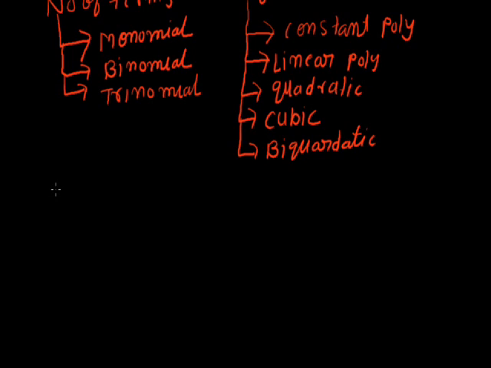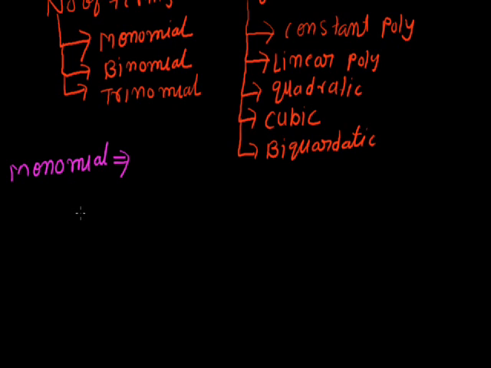So first of all, we see what monomials are. So first of all, we write monomial. Okay. Now, what is the meaning of monomial? Monomial means the polynomial having number of terms equal to 1. Any polynomial which has number of terms equal to 1 is defined as a monomial.